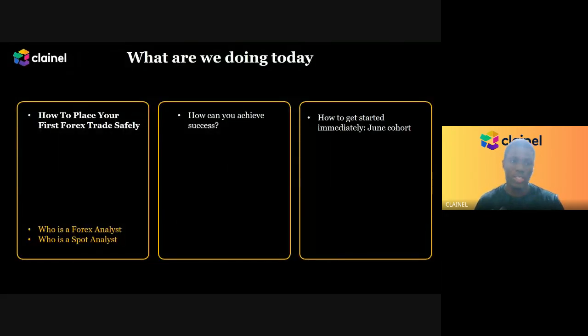What we're going to be doing today is we're going to touch on how to place your first forex trade safely. Then we're going to touch on who is actually a forex trader and a spot analyst. We're going to touch on that because it's very important for us to know who a forex and a spot analyst is. Being a forex analyst or a spot analyst covers like 50% of the crypto space.